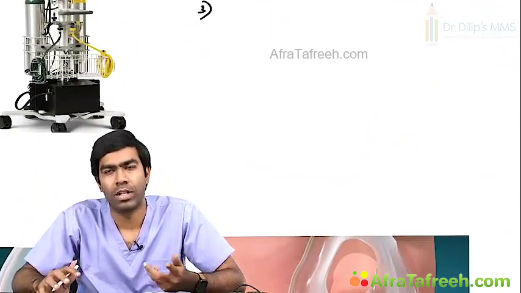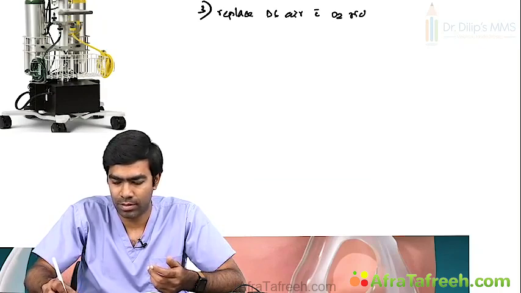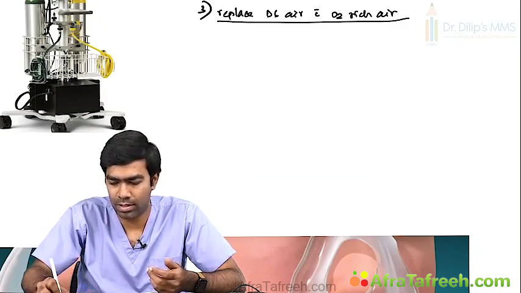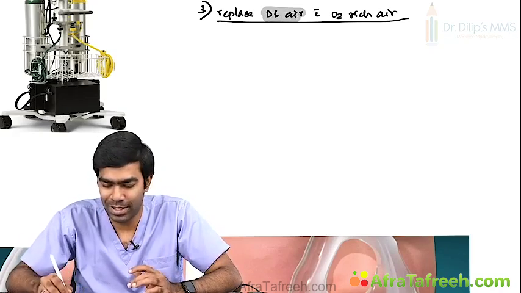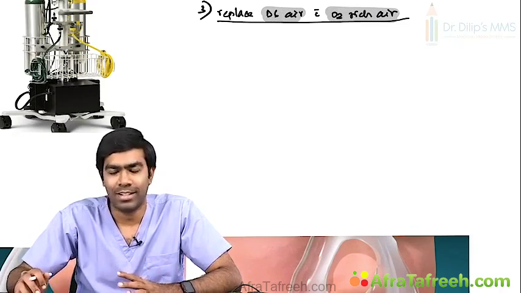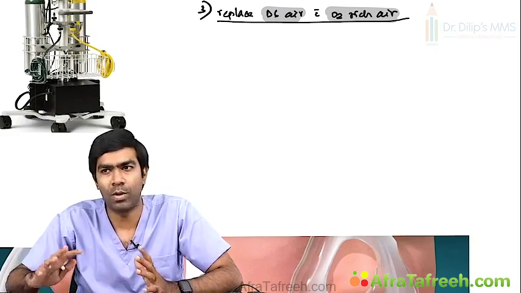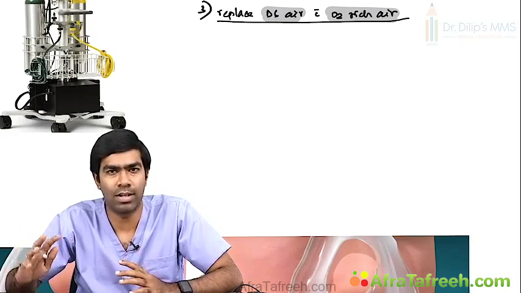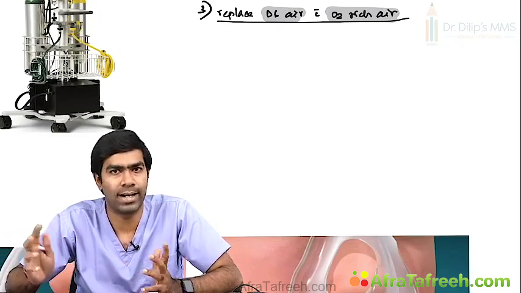Number 3, the third one: it can replace dead space air with oxygen-rich air. You might be wondering, he is complicating things after things. What do you mean by replacing dead space air with oxygen-rich air? This is again a very good mechanism for how it works. It will help you in understanding the pulsed oxygen delivery devices when I discuss long-term oxygen therapy also. But let us understand this concept.